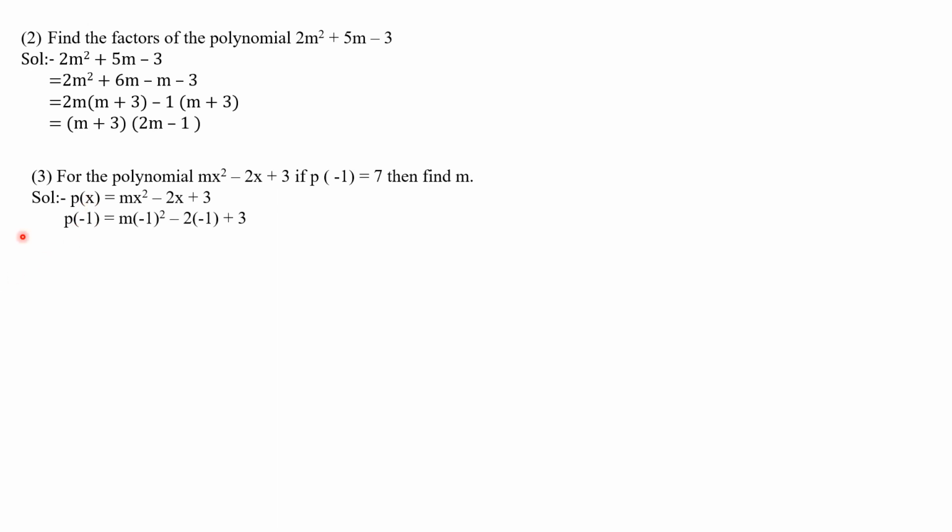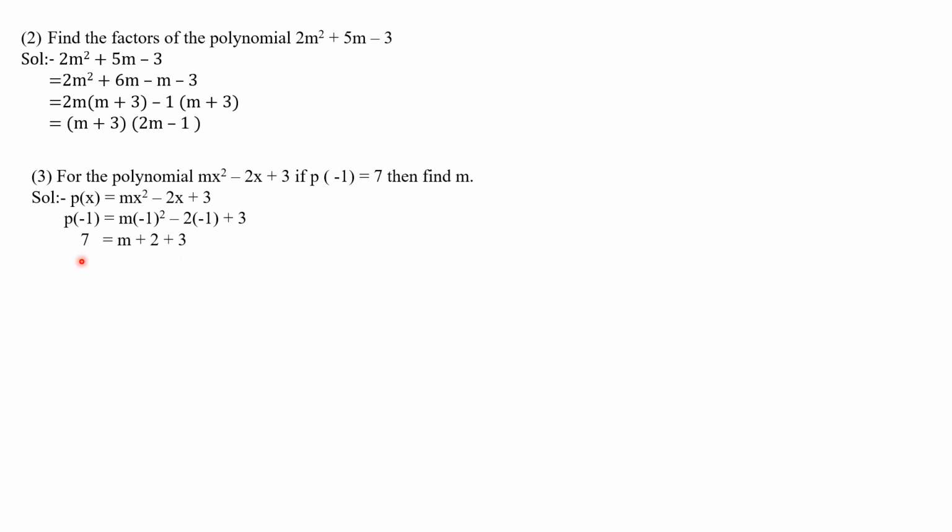So when I put p in bracket minus 1 equal to m as it is, x square is there, so I'll write minus 1 the whole square minus 2 into, in place of variable x, I'll write minus 1 plus 3. Now we'll solve. So you'll get p of minus 1 equal to 7, it is given.